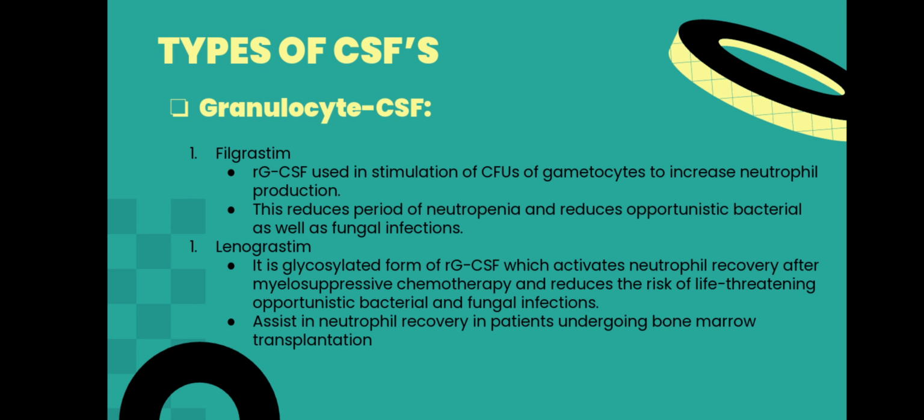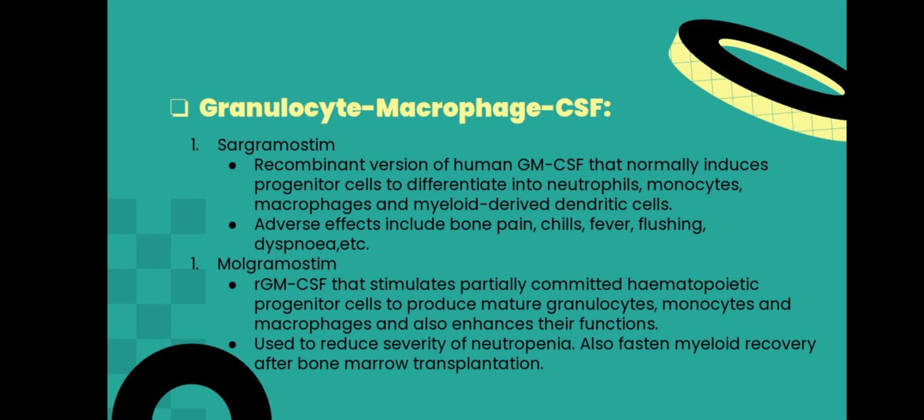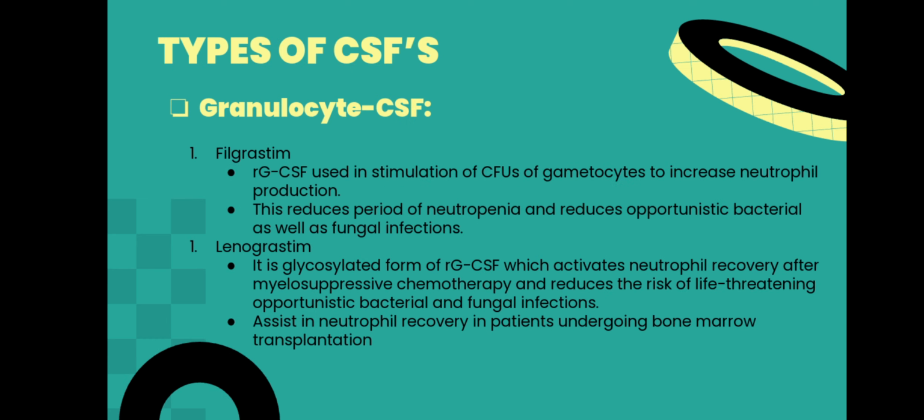Now, types of CSF. There are mainly two types of CSF: granulocyte CSF and granulocyte macrophage CSF. First, what are granulocyte CSFs? Examples of these are filgrastim. Filgrastim is a recombinant GCSF used in stimulation of colony forming units of granulocytes to increase neutrophil production. This also reduces the period of neutropenia and reduces opportunistic bacterial as well as fungal infections.